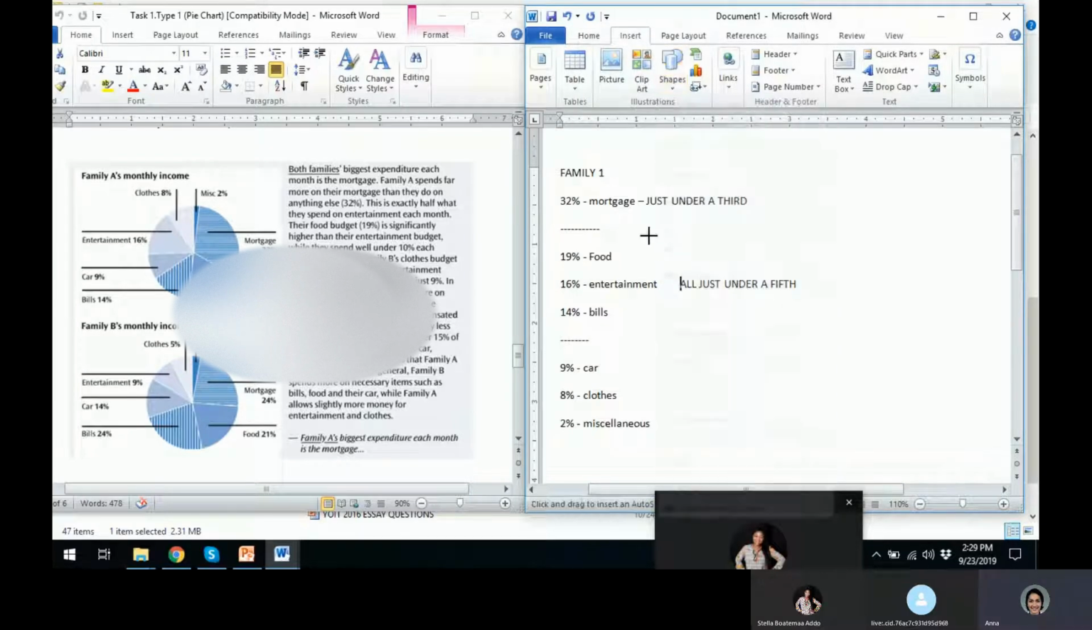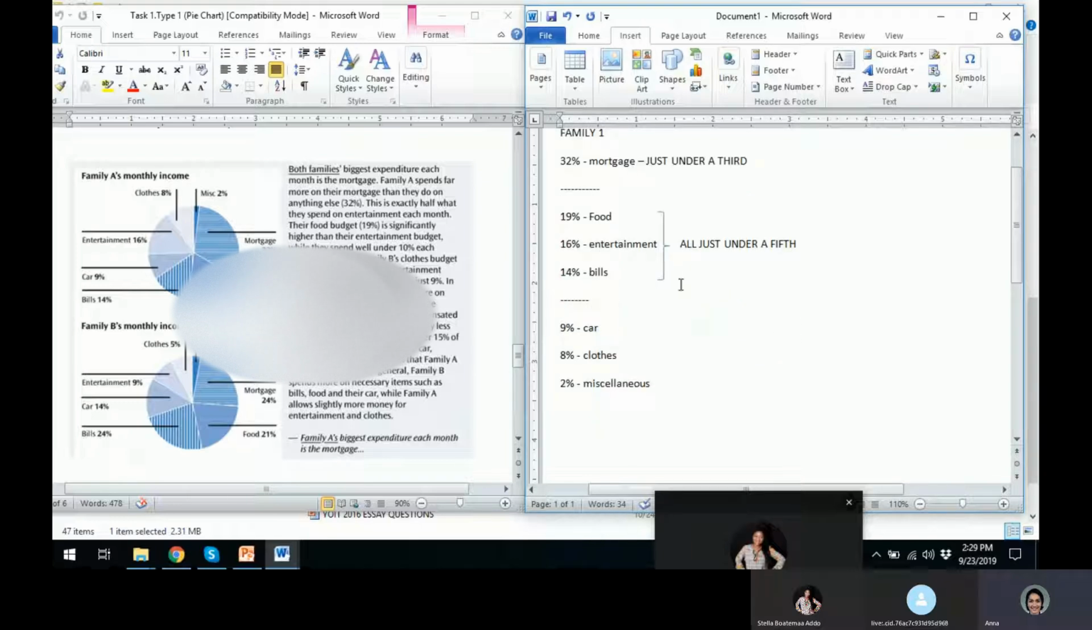Okay, next. How about 9, 8, and 2%? An insignificant, under a tenth, for all of them. Is there anything worth noting? Maybe 2% is insignificant. Okay. All right. Let's plan.